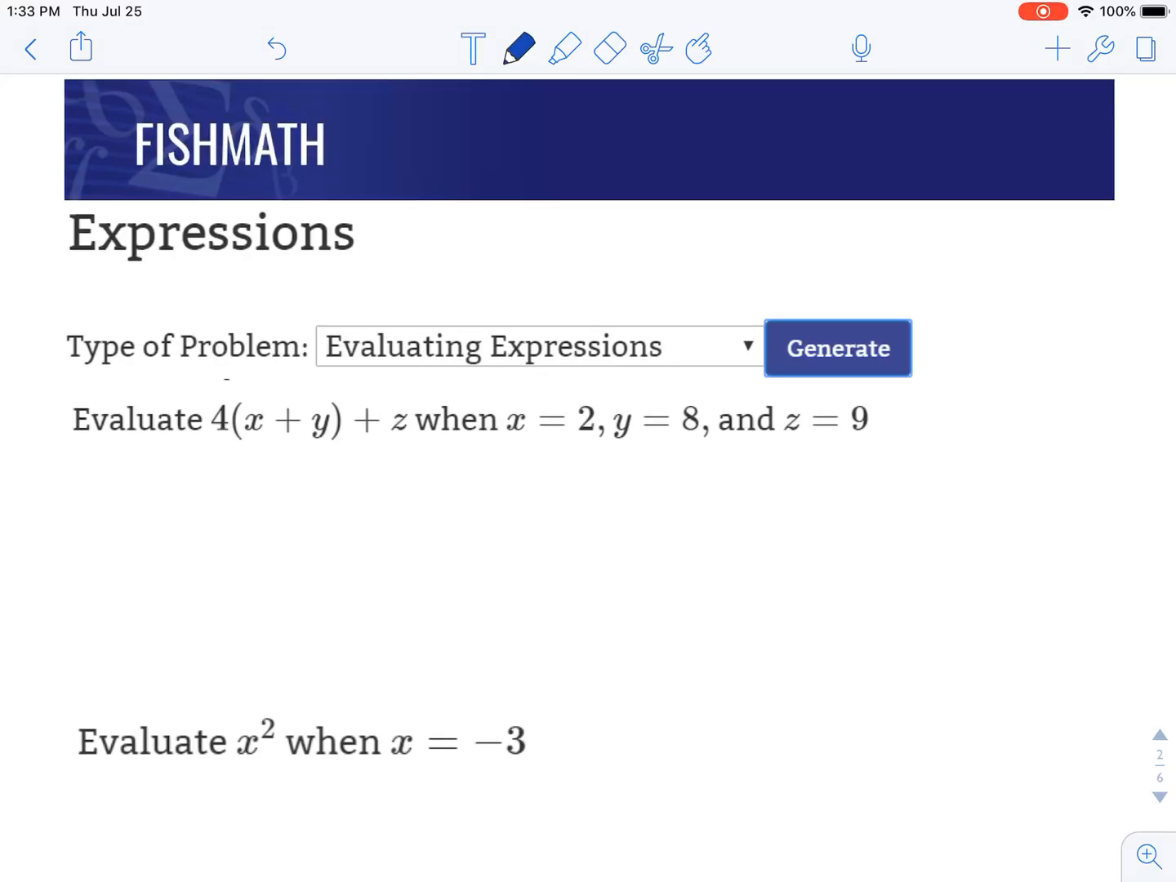Hi everyone, we're going to look at how to do evaluating expressions. So what we're going to do is take out letters, variables, and substitute in values for those variables and see what we get for that whole expression when we plug in those numbers.